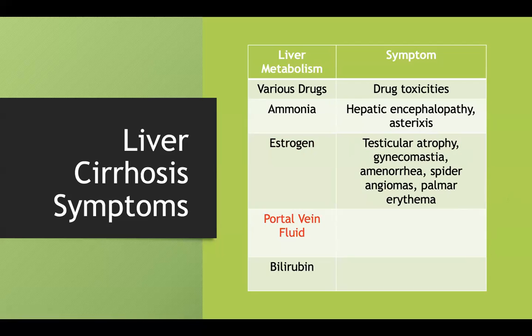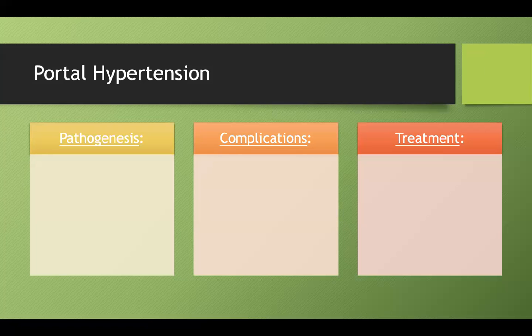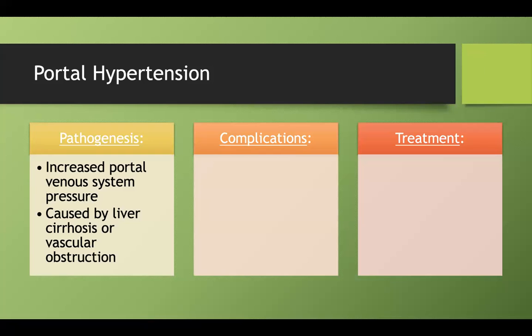Okay, now we get to the fun part where we talk about portal vein fluid. If you cannot adequately process all that portal venous fluid that's coming into the liver, you're going to get portal hypertension, you're going to get porto-systemic anastomoses, which I'll talk about in a little bit, and you'll get ascites. Here's where I want to delve deep into all of these contributors and talk about what goes on. Portal hypertension, as the name suggests, is increased portal venous system pressure. This can be caused by liver cirrhosis or vascular obstruction.